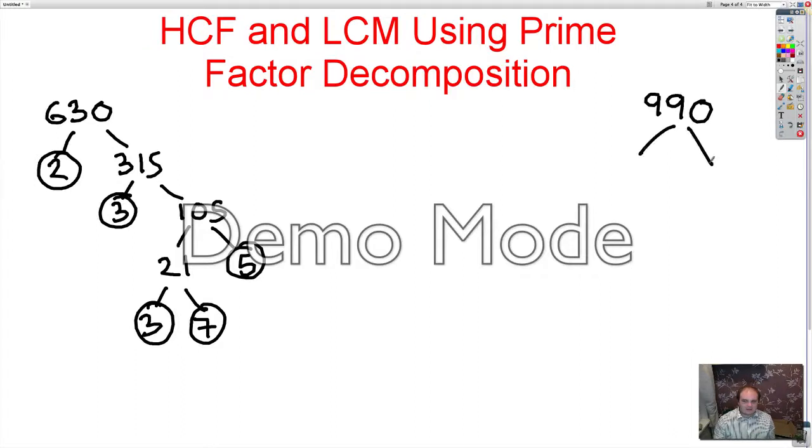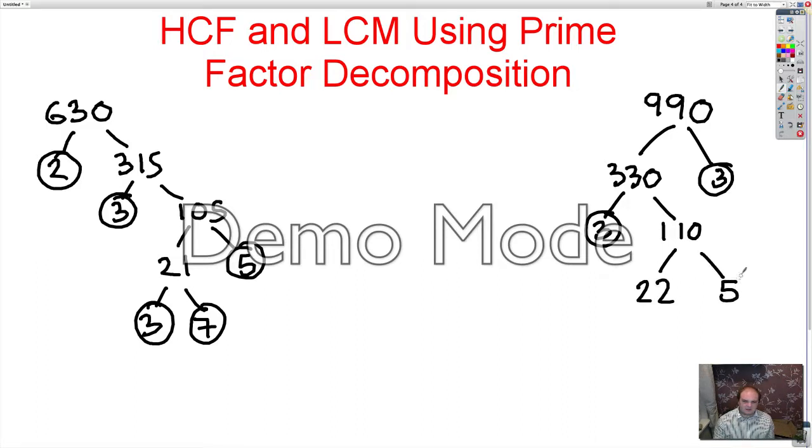990. Well, that's 3 lots of 330. 330 is 3 lots of 110. If you're wondering why I'm circling some numbers and not others, the ones in circles are prime numbers. 110 is... sorry, I was confused, different to the way I've done it before. 22 lots of 5. 5 is prime. 22 is 11 times 2. Both prime.